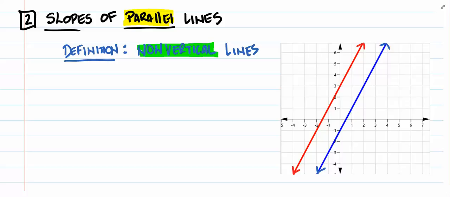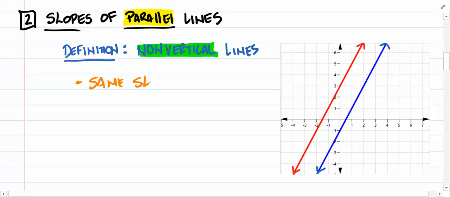Box number 2. Let's talk about slopes of parallel lines. So take a look at this picture over here. I have a red line and I have a blue line. These two lines are parallel. But notice that they are non-vertical lines. They're not straight up and down. They're kind of slanted. So what does it mean to have the slopes of parallel lines for non-vertical lines? What it means is this: they will have the exact same slope, but they will have different y-intercepts. This is the definition for the slope of parallel lines that are non-vertical.